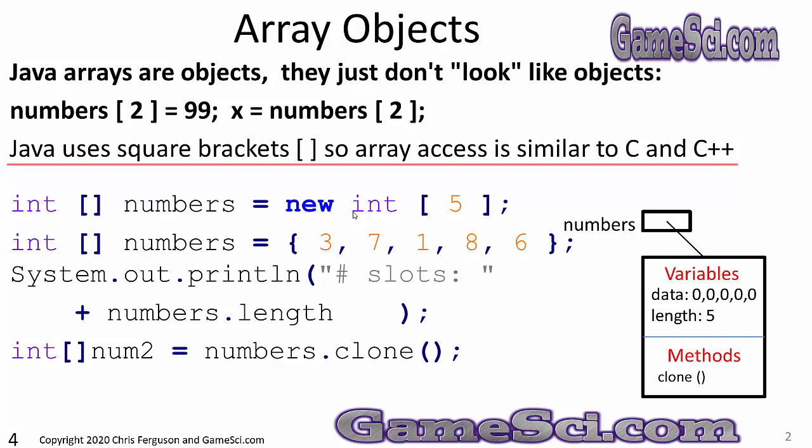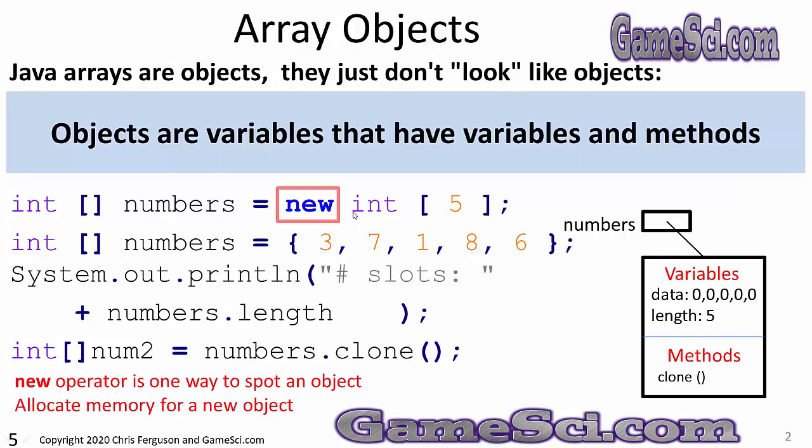In Java, they decided to make the arrays objects. Therefore, we can do some other things besides the square brackets. Once again, objects are variables that have variables and methods. An object is like a multi-part variable where you could have several pieces of information stored in that object rather than one piece of information. It's very clear what gets stored in the variable portion of an array object. It's the numbers of the array.